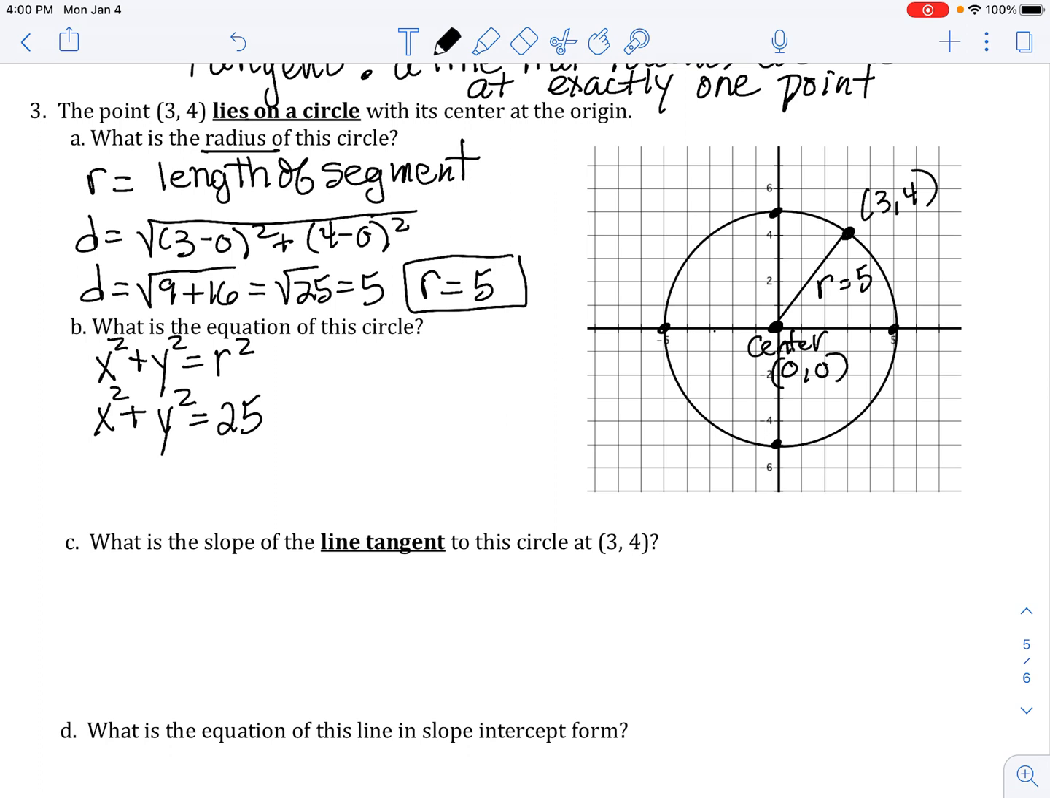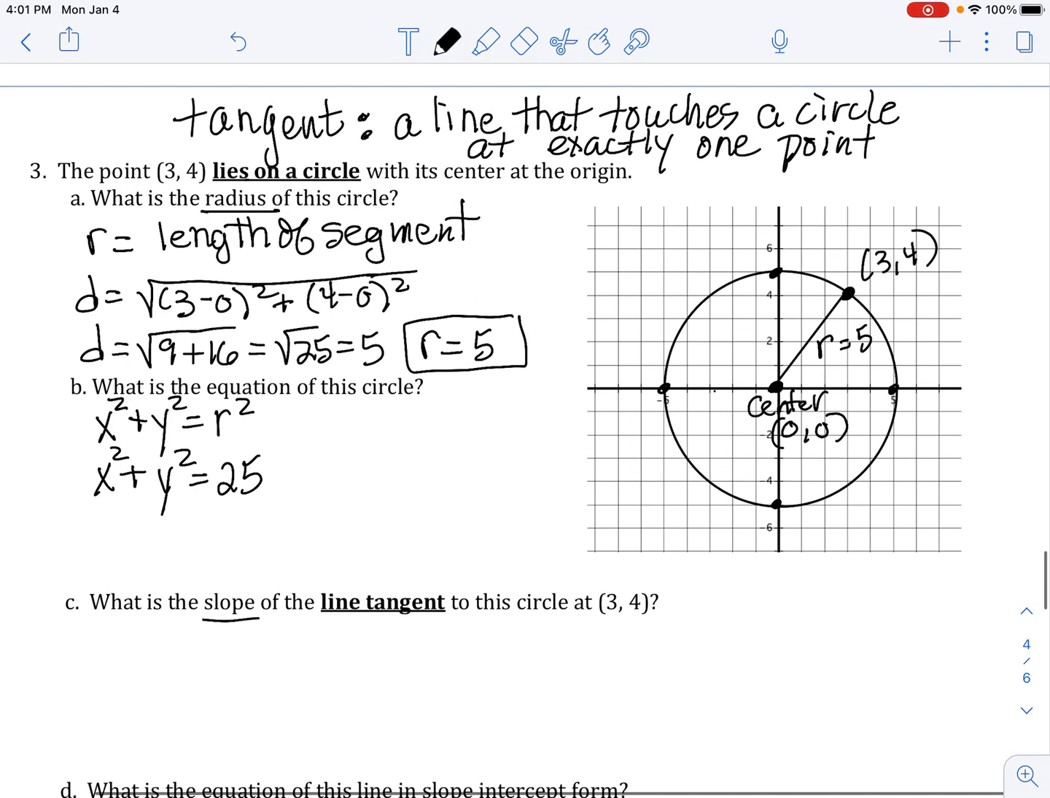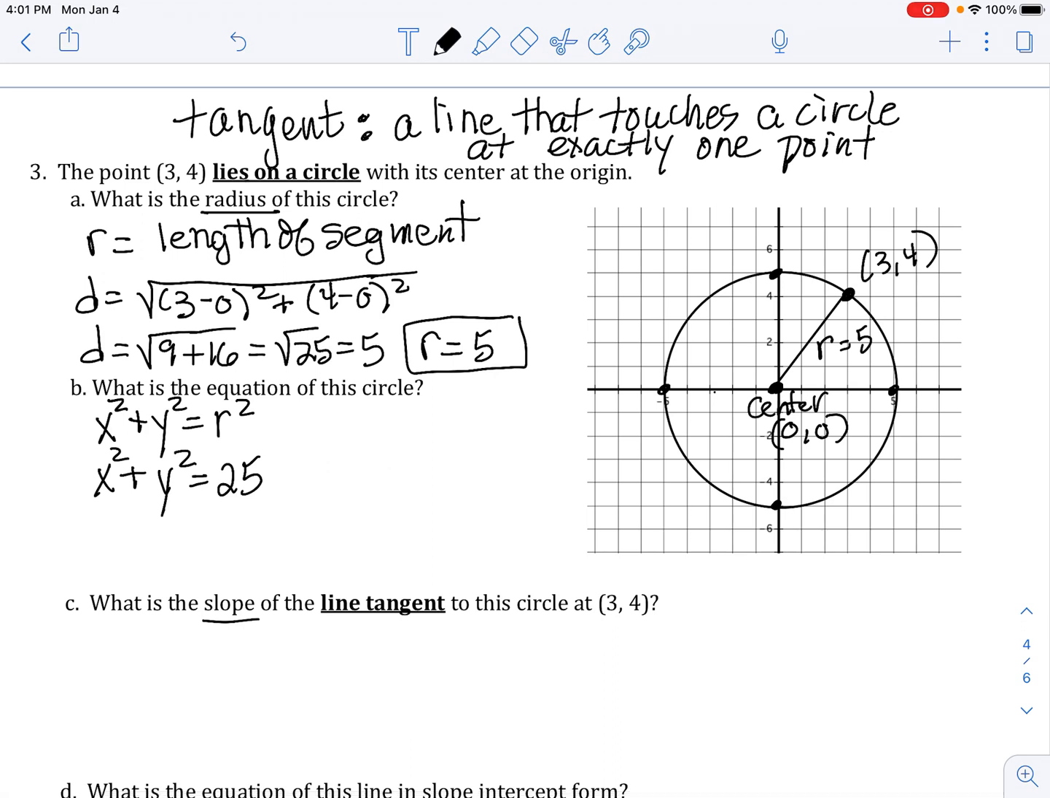All right. What is the slope of the line tangent to the circle at 3, 4? All right, so let's review tangent. A line that touches a circle at exactly one point. So I want you to go up to your circle, right? And I want you to draw in the line tangent to the circle at 3, 4. All right, there we go. So you can see now, and I'm going to highlight it purple, that at 3, 4, that line is touching the circle. It's also touching the radius.